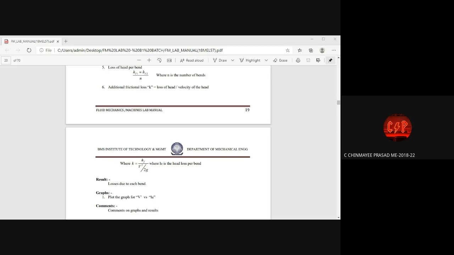So the second table will have only four rows, sir. Not eight. In the previous one it was eight. For every trial you have to do loss of head due to bend only. For all four trials, same procedure you have to follow. Rho is 1000 only for all calculations, density. I was asking about the number of rows or columns in table two. Four rows, four sets of readings.